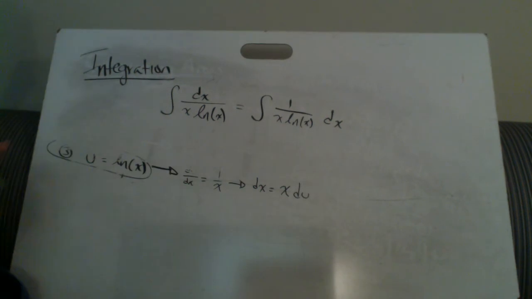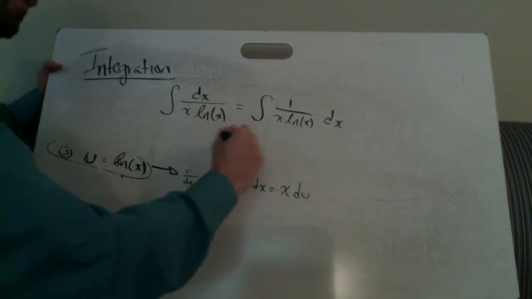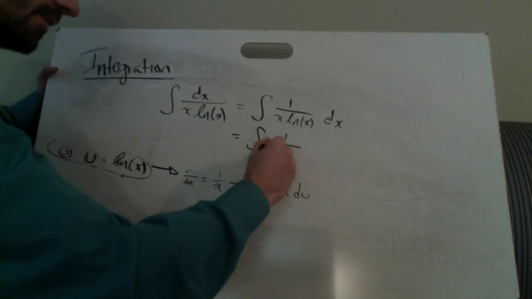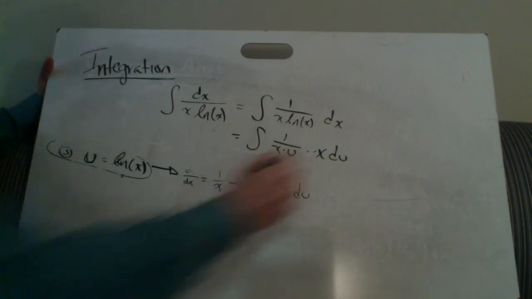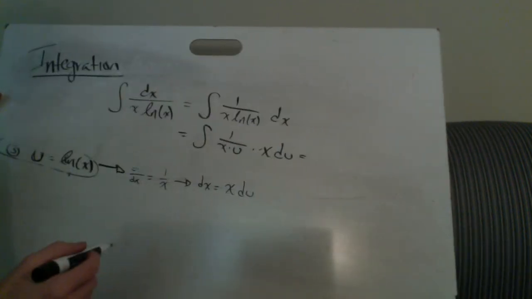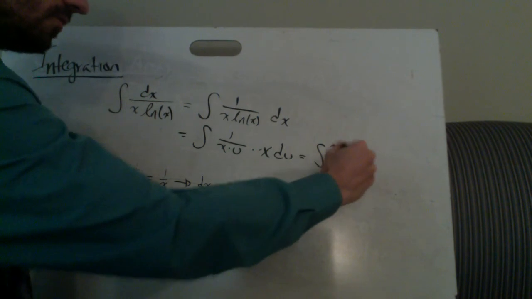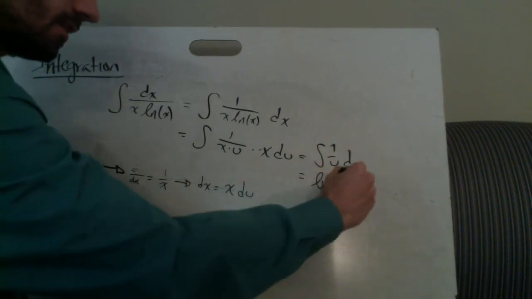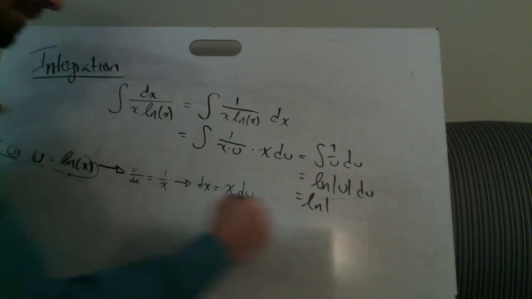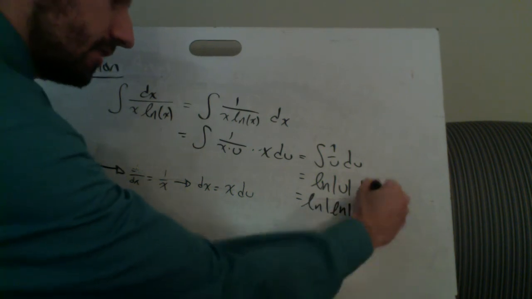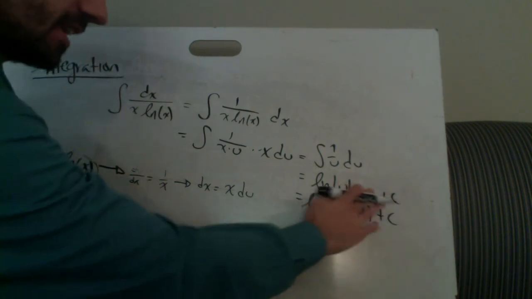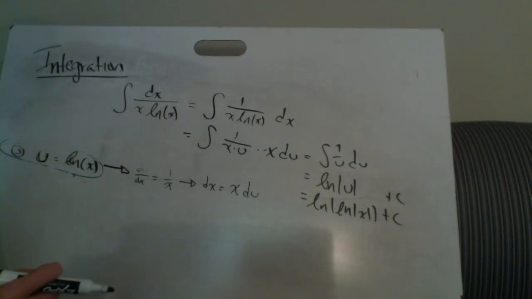All right, so u is natural log of x. So let's rewrite this integral. It becomes the integral of 1 over xu times x du. This is good, right? My x's will cancel out. Everybody's happy. So this now becomes the integral of 1 over u du, which is natural log absolute value u, which is just natural log absolute value of natural log x plus c. Sorry. Oops. Forgot that my u's are all gone. And there we go. Natural log of x.